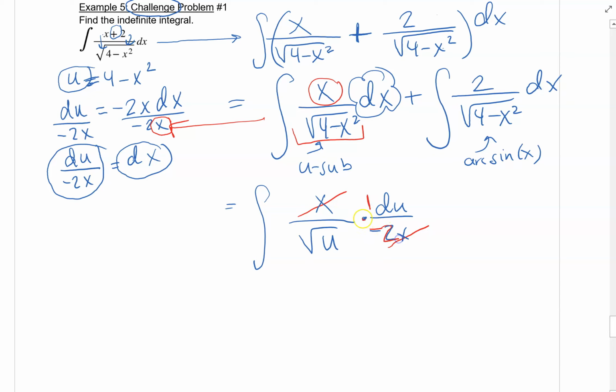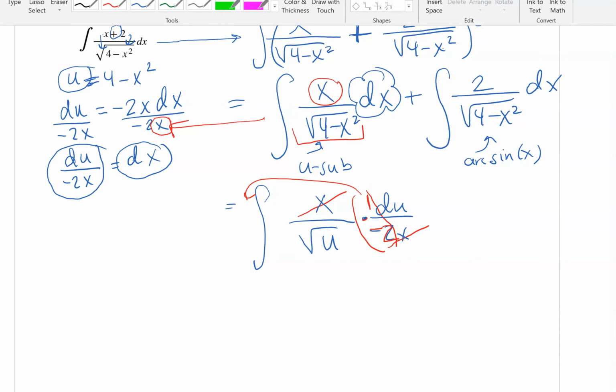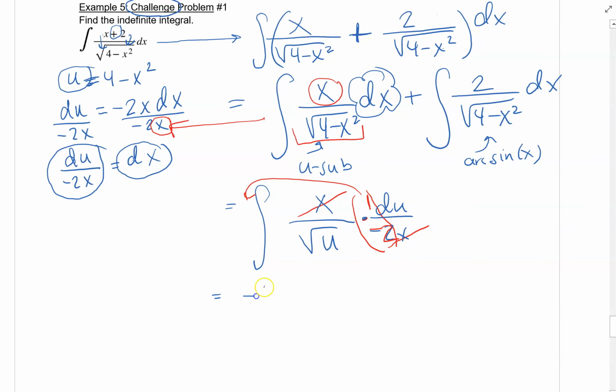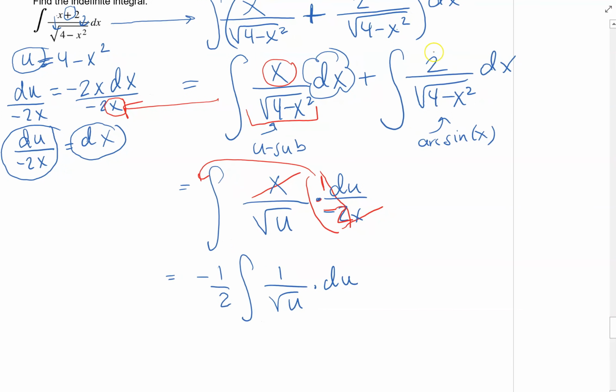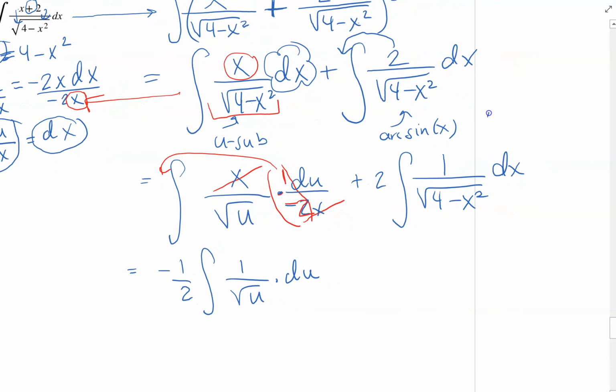I'll think of this as negative 1/2 times du, and I'll pull that out. So then I get negative 1 over 2 times the integral of 1 over the square root of u du. I'll solve that in a second. Meanwhile, with this integral, I can take this constant of 2 and pull it out. So now I'm just looking at 1 over the square root of 4 minus x squared dx. I think for the sake of time, I'm going to just use the formula method on this one.